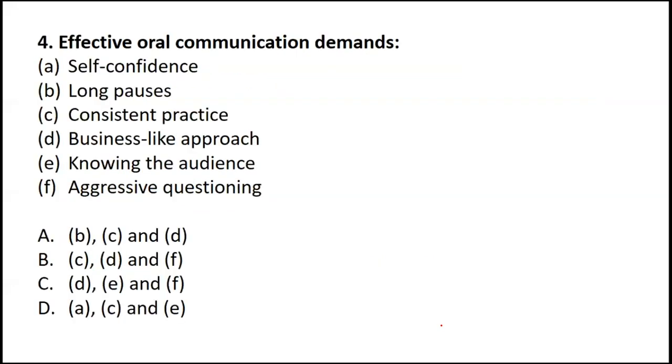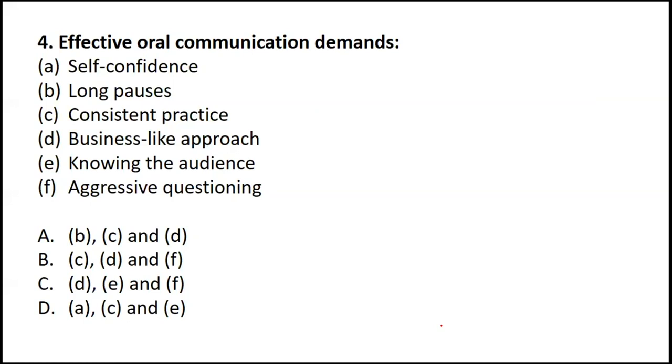Next we have: effective oral communication demands what? If you are talking about oral communication, it talks about what? It tells about self-confidence, long pauses, consistent practice, business-like approach, knowing the audience, or it is also called aggressive questioning. So what is it called? Now here you can go with the elimination round, which I always tell you. Confidence can be seen with the help of which points? You can focus on those points and go ahead. When we see the above points, which one indicates confidence?